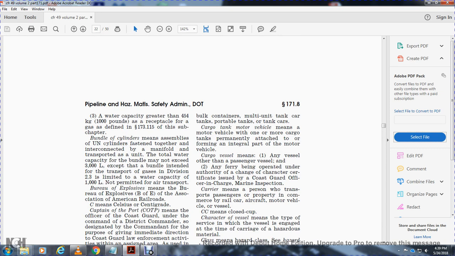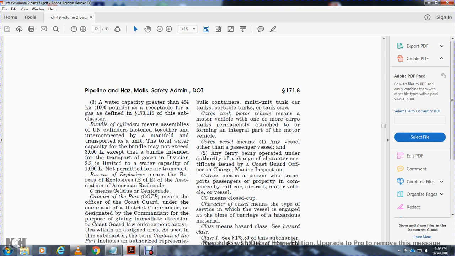Cargo vessel means any vessel other than a passenger vessel with any fare being operated with the authorized charge for the characteristics certified with the issued cargo card or officer in charge of the marine inspection. Carrier means the person who transfers passenger property in commerce with the rail car, aircraft, motor vehicle, or vessel. CC means closed cup. Charter vessel means the type of service the vessel is engaged in, the time of the cargo and carriage of hazardous material.